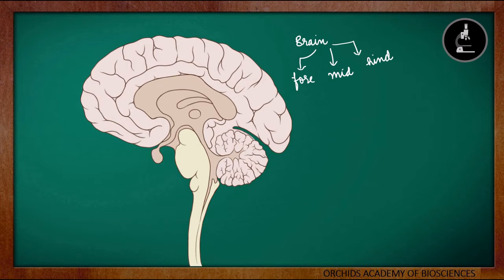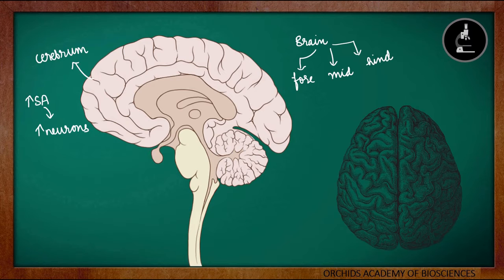The very first part of the brain and the largest part of the brain is the cerebrum. The cerebrum occupies most of the area of the brain and it is highly folded. It is highly folded so that it can have more surface area. And if it has more surface area, more neurons can be accommodated. So therefore, the cerebrum is highly folded to increase the surface area to accommodate more neurons. If you look at the cerebrum from a top view, it is divided into two hemispheres, the left cerebral hemisphere and the right cerebral hemisphere.